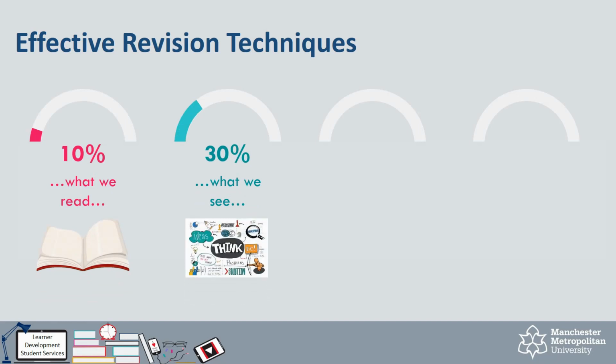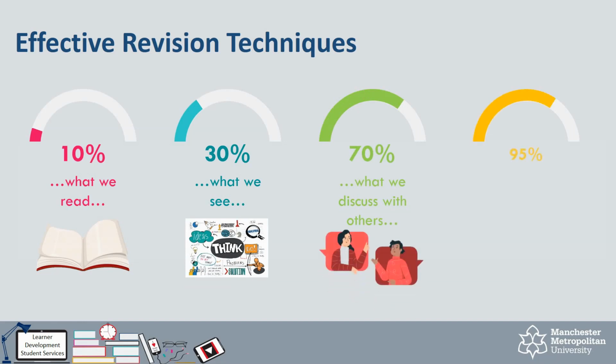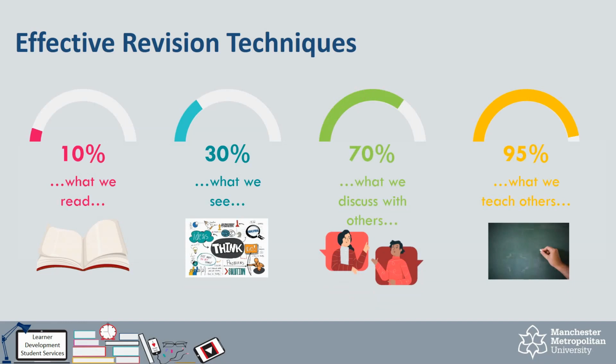So how can we make our revision the most effective possibly? Well, the two most effective ways are shown as what we discuss with others and also what we teach others. So working in groups through our revision is known to strengthen those memories and strengthen the effectiveness of our revision. So if you can form a study group, it's really recommended.